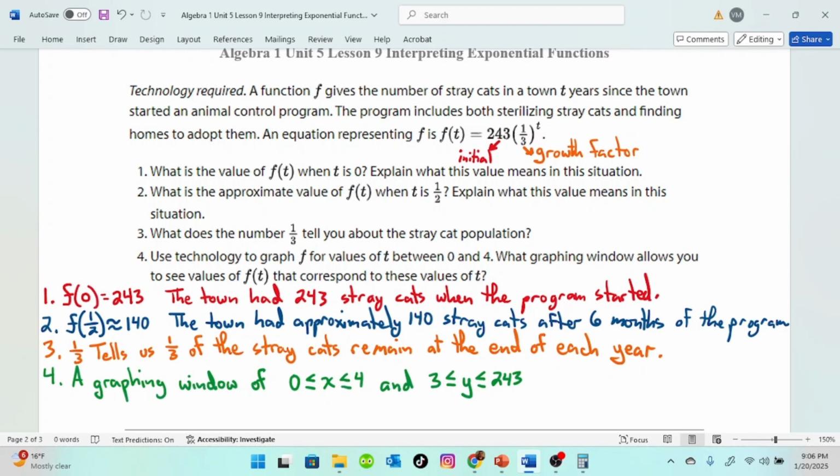Because when x was 4, y was 3, so we need to go down at least to that value of y. And we started where x was 0 and y was 243, so we need to go up at least that far. Usually, I will add one onto the left side and one onto the right side, and then one on the bottom and one on the top, just to zoom out a little bit farther and make sure I can see everything. But this graphing window would get us the points that we need.